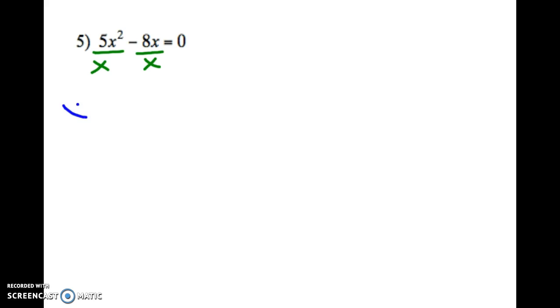So the x we divide out goes in front, then we start our parentheses, and then we simplify the fraction. So the 5x squared over x should simplify to give us a 5x. The 8x over x would simplify to give us 8. So the factored terms in this case will be x, and then the 5x minus 8. Just like the other ones, we're going to set them equal to 0.